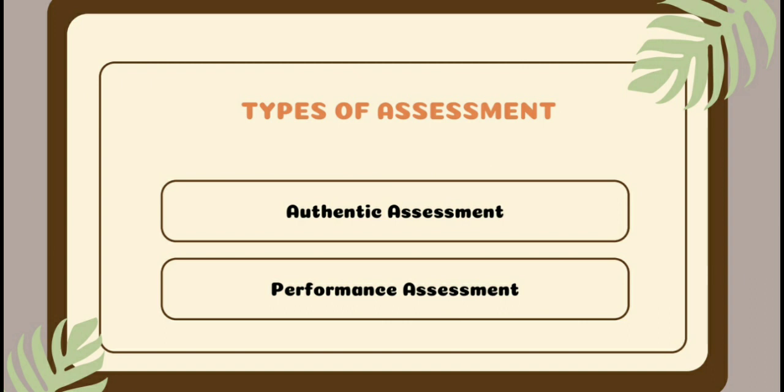So the last type of assessment is the authentic assessment. The authentic assessment focuses on real-world contexts and tasks that relate to students' interests and experiences. These assessments often mimic authentic situations where students need to apply their knowledge and skills. Examples here include case studies, field work, role playing, and simulations.